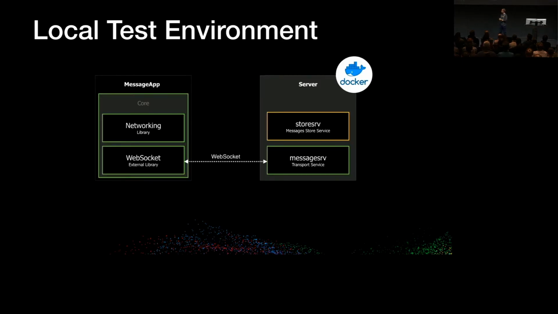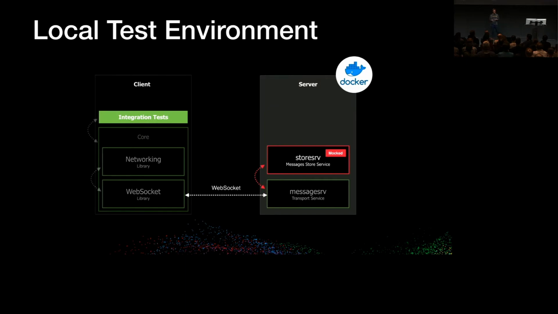And here is our environment, extremely simple. I embrace a microservices architecture. So we have a service called Message SRV, and this service is responsible for communication with our clients, for dealing with WebSocket and our custom messaging protocol. And we have the second service called Store SRV, and this service is simply responsible for persistency.